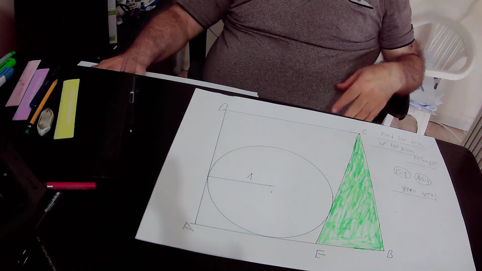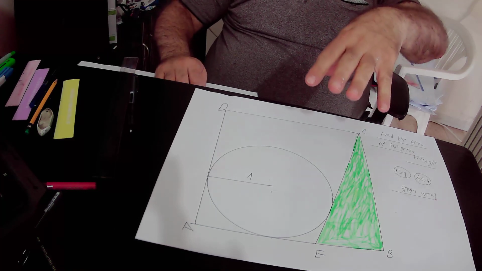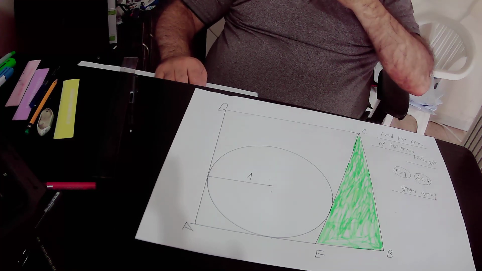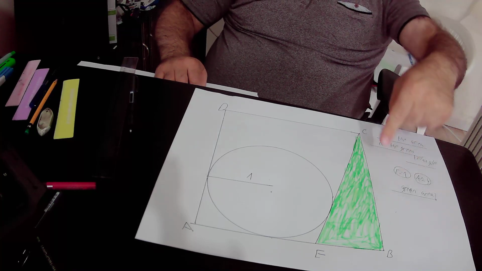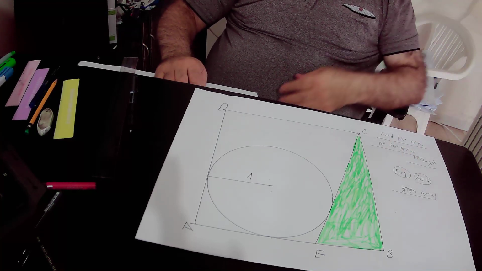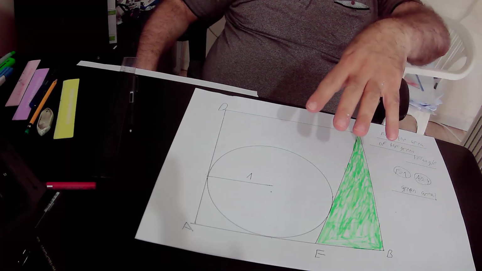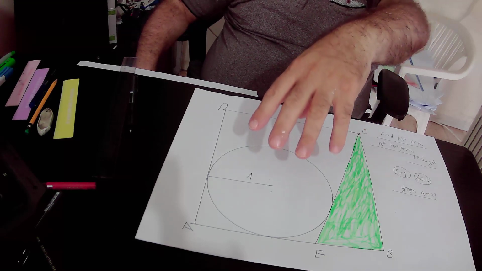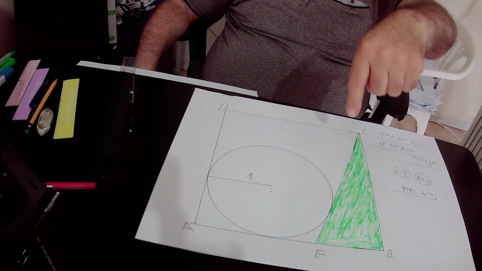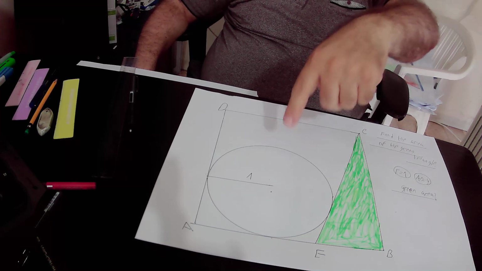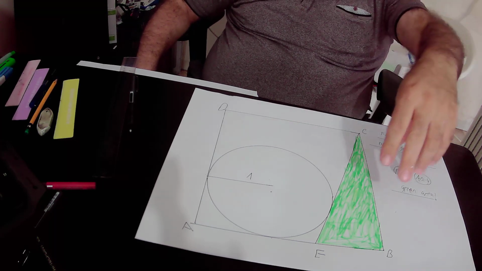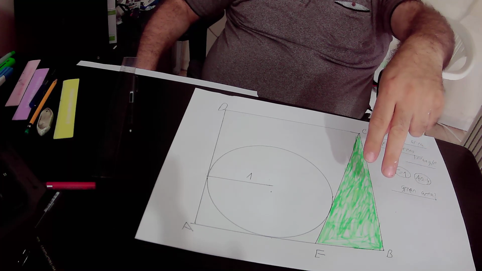Hello, in this lecture we will find the area of the green triangle. In the drawing we have square ABCD. We know that one side of square ABCD equals 4 units, and inside this square we have a circle. The radius of this circle equals 1 unit, and we want to find the area of this green right triangle.